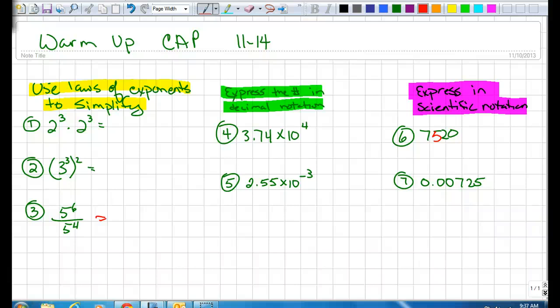All right, so this warm up, the first thing you got to remember is that when you're multiplying two base numbers that are the same and they have exponents, you're going to actually just add the exponents. So this is going to be 3 to the what? 2 to the what? 2 to the 6th.